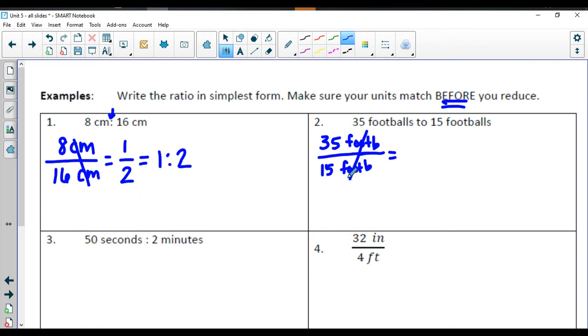So if you did use your calculator to simplify, you get your mixed number. You're going to actually have to use the shift and then the fraction function so that you can change it over to an improper fraction. Or you can just simplify using your factors. So we do get 7 over 3 here. Because it was written out with the word to, I'm going to put 7 to 3.